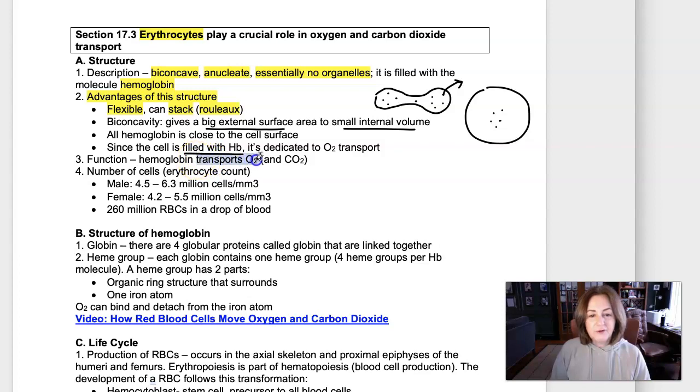And I mentioned that it also transports carbon dioxide. We'll talk about that more in the next unit. Like I said, there's a different way that carbon dioxide travels more than in red blood cells. And because these cells are tiny, we have lots of them.